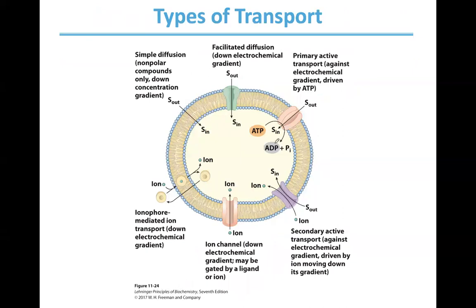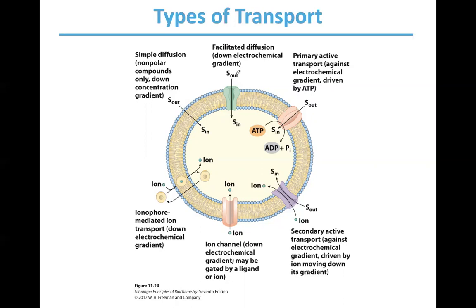So let's then summarize what kind of types of transport we have. Let's start with simple diffusion, just what we had just now. So this should be non-polar compounds only, right? Because they do have to interact with the lipid bilayer when they cross the cell membrane, and it has to be down the concentration gradient, right? So in other words, the concentration of S has to be higher on the outside than it is on the inside.